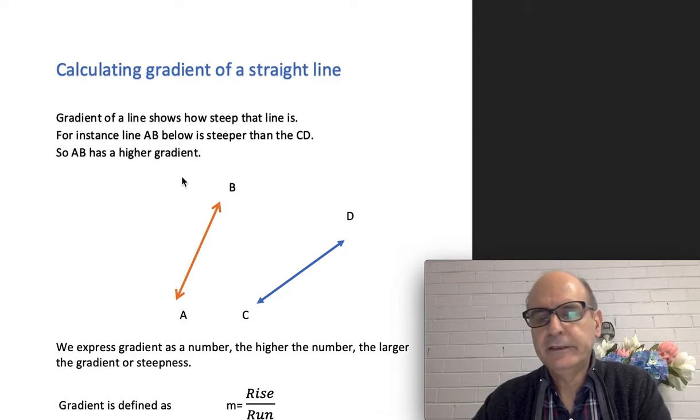What is a gradient? Consider these two lines. Which one of them is steeper? Obviously, your answer is AB. AB is steeper than CD. So AB has a higher gradient. In other words, gradient shows how steep your line is.